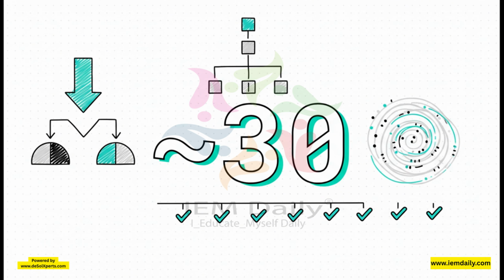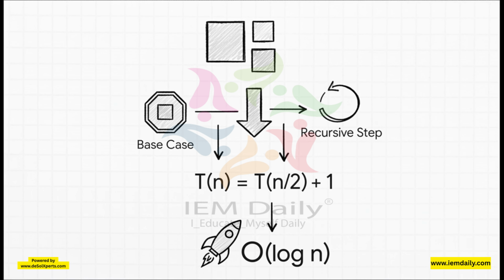This is why logarithmic algorithms are the bedrock of modern computing. They make searching through these massive, massive datasets feel completely instant. So let's do a quick recap. It all starts with that core strategy, divide and conquer. We build it using recursion, which needs a base case to know when to stop, and a recursive step to keep shrinking the problem. Its performance is captured by that simple relation, T of n equals T of n over 2 plus 1, which gives us that incredible lightning-fast O of log n time complexity.